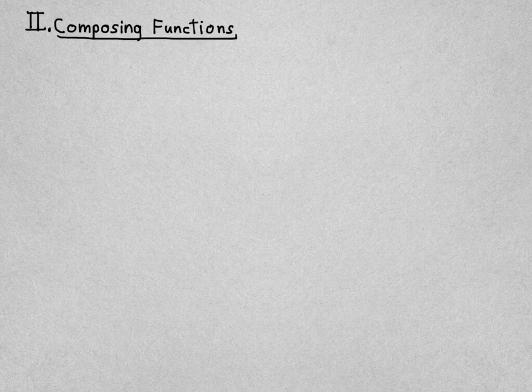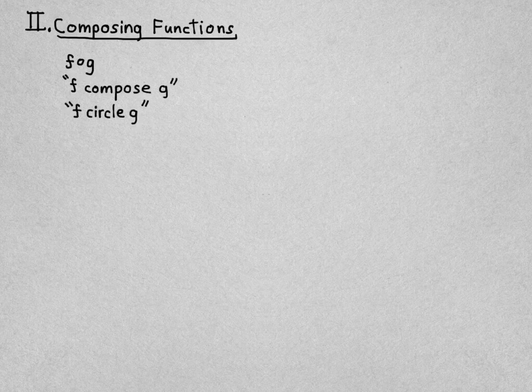The remainder of this section is on composing of functions. This is the fifth operation that we can do with functions that we're covering in this section. F composed G, or F circle G, is written this way, with an F, with a little circle, and then a G. So instead of writing a solid dot, which would be times, you write a hollow dot.